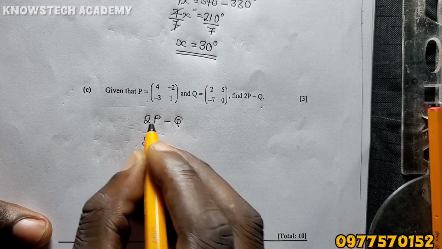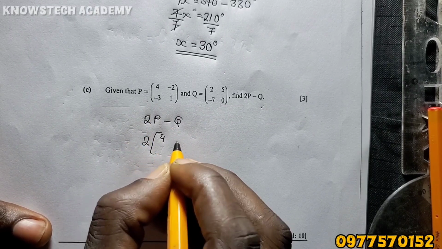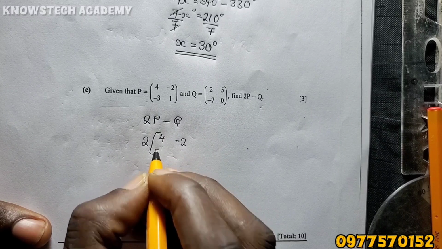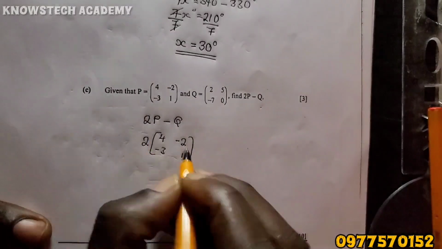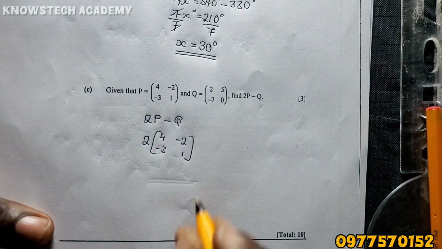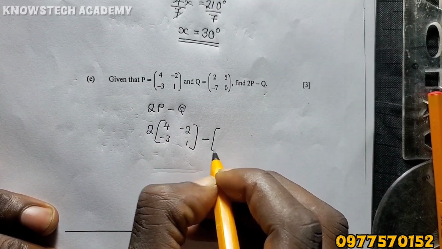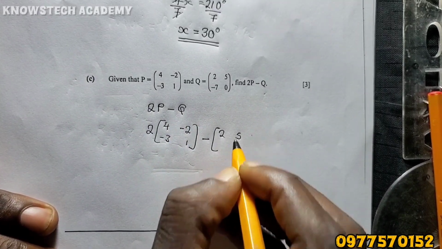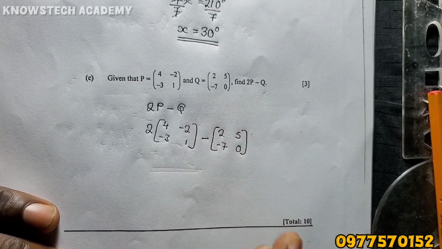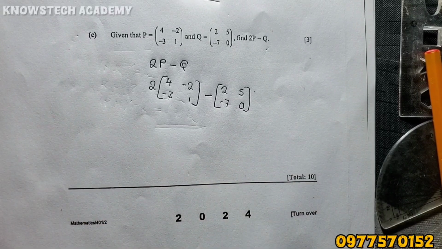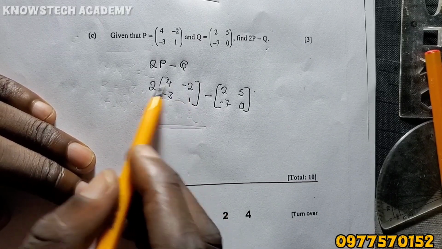So we're going to say 2, since this is 2P, it means multiply 2 by the matrix P, which is 4, negative 2, negative 3, 1, like this, minus Q. Q is 2, 5, negative 7, 0. Are we together, my good friends? Let's hope you are enjoying this journey. So we're going to multiply every term here by 2.